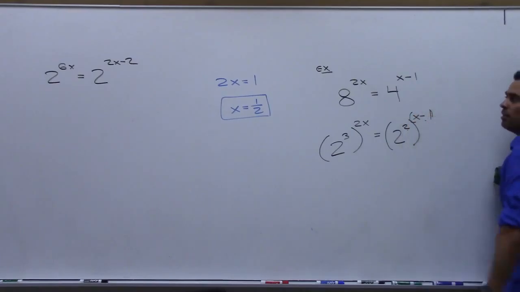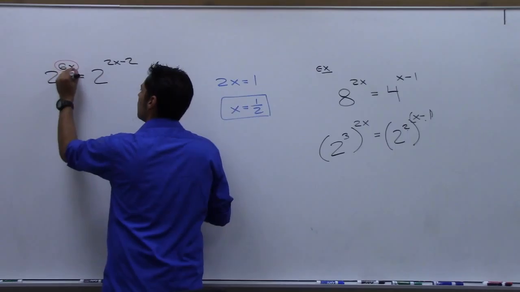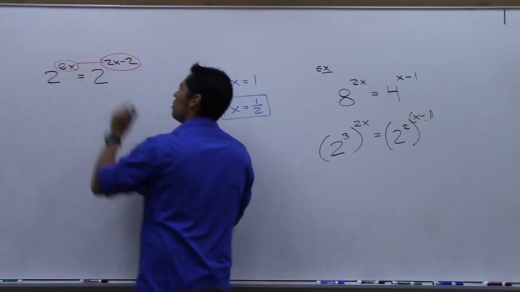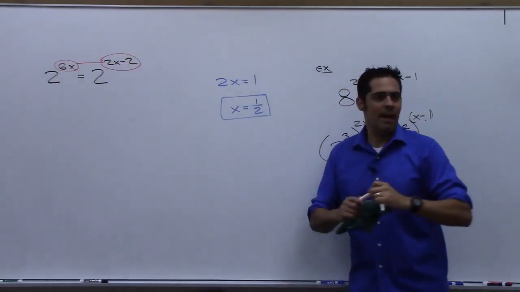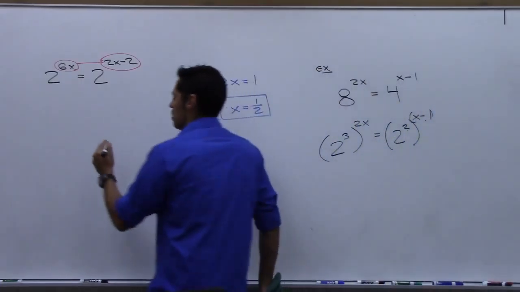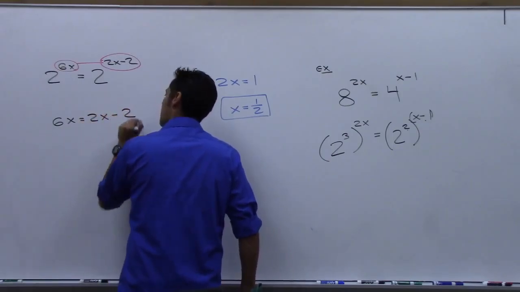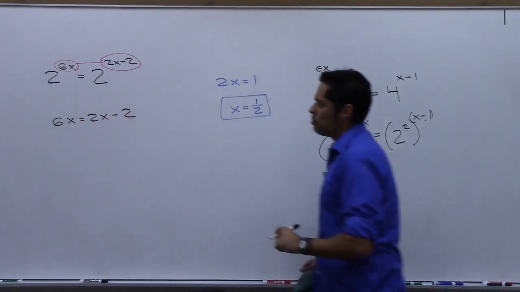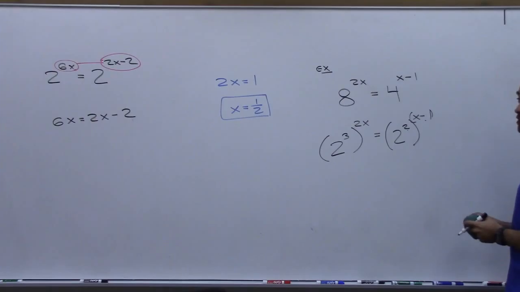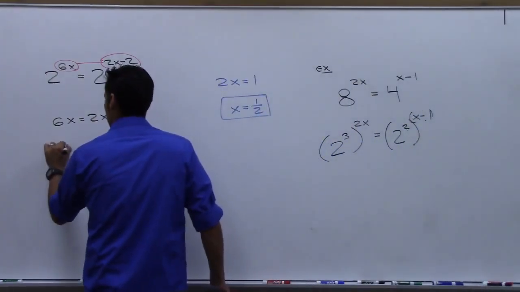2x minus 2. And now that you have the same base, those two exponents must match. Those two have to be equal if you want these two sides of the equation to be equal. So now you can switch this into this and then subtract 2x from both sides. Negative a half.